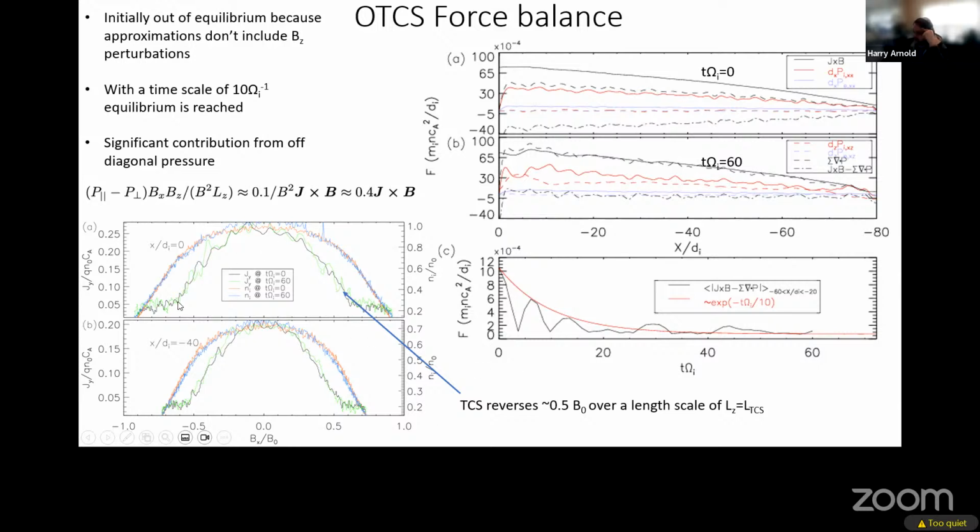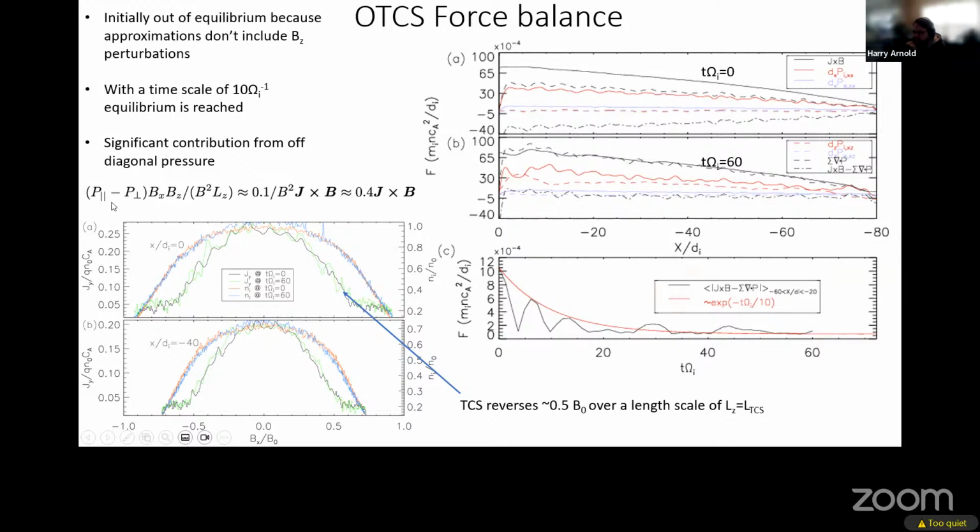And finally, the thin current sheet, which you can see is basically this much of the current sheet, only reverses about half of B naught. So you imagine at the asymptotic limits of the box, Bx is basically plus or minus B naught. In the center of the box, it's 0. But if you look at the edge of the thin current sheet here, it reverses only plus or minus 1/2 B naught. Okay. So that's important.